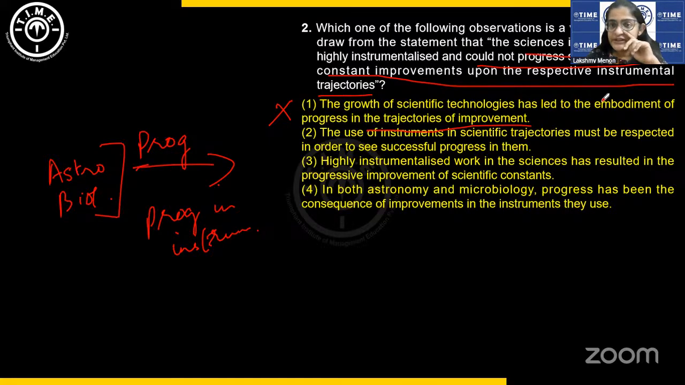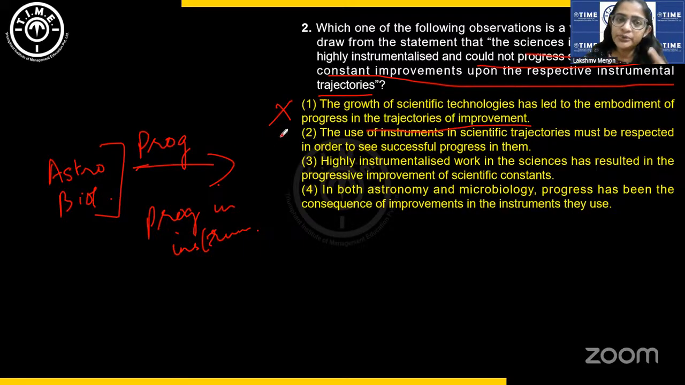The use of instruments in scientific trajectories must be respected in order to see successful progress in them. What does this say? If we respect, this is like saying if you pray to God, you will get something. If you respect the use of instruments, then you can see successful progress. That does not make any sense at all.